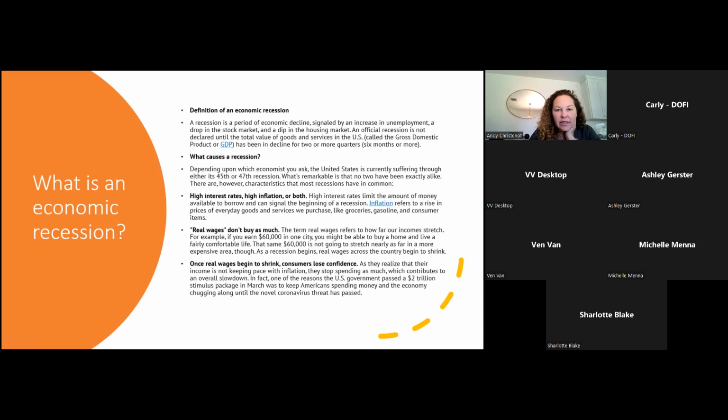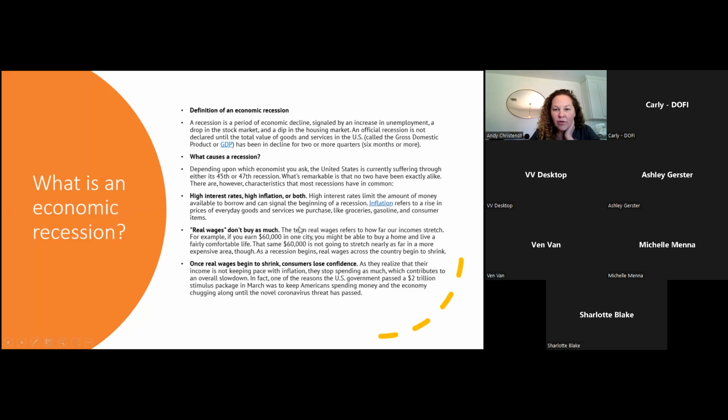What causes a recession? Depending on which economist you ask, the United States is currently suffering through either its 45th or 47th recession. What's remarkable is that no two have been exactly alike. There are, however, characteristics that most recessions have in common. High interest rates, high inflation, or both. High interest rates limit the amount of money available to borrow and can signal the beginning of a recession.